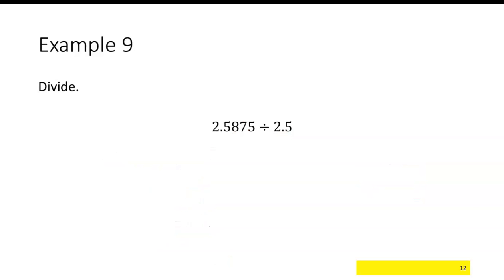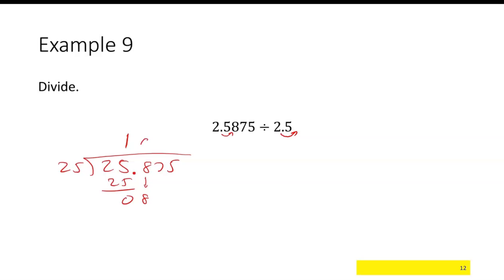And let's try one last one. 2 5,875 10,000ths divided by 2 5/10. I need to move the decimal 1 place to make that second number a whole number. So I'll move the decimal 1 place. So this becomes 25 875 thousandths divided by 25. So it goes in once. And then I would bring down the 8. Well, 25 does not go into 8, so I'll put a 0. Bring down the 7. 25 goes into 87 twice.